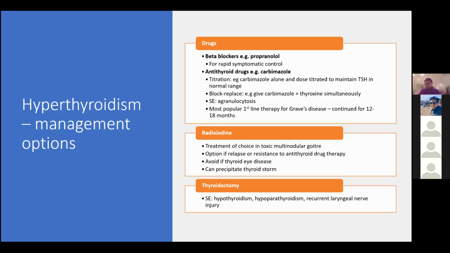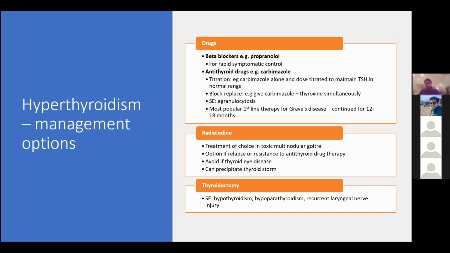So drug treatment is often used, the most popular option in Graves' disease, as first-line treatment. Usually you start this and continue it for 12 to 18 months before reviewing. Radioiodine is another line of treatment, usually used in treatment of toxic multinodular goiters, or if there's been a relapse or resistance to antithyroid drugs. As I said before, avoid using it in thyroid eye disease as it can make the disease worse.